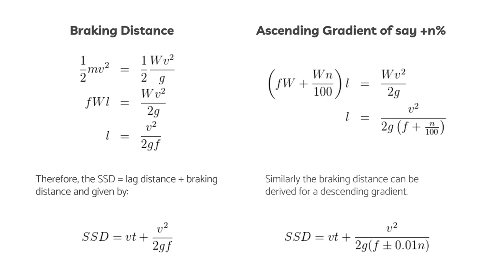When there is an ascending gradient of say n%, the component of gravity adds to the braking action and hence braking distance is decreased. The component of gravity acting parallel to the surface, which adds to the braking force, is equal to W sin A, which is equivalent to W tan A, which is equal to Wn over 100, equating kinetic energy and work done. As you can see in this picture on the right side, this is the formula. Similarly, the braking distance can be derived for the descending gradient, which is in the lower right.